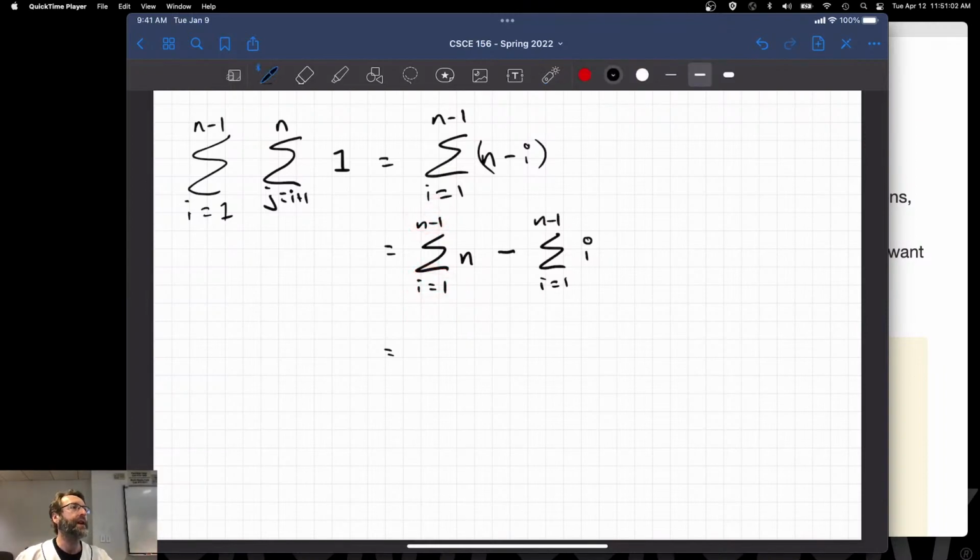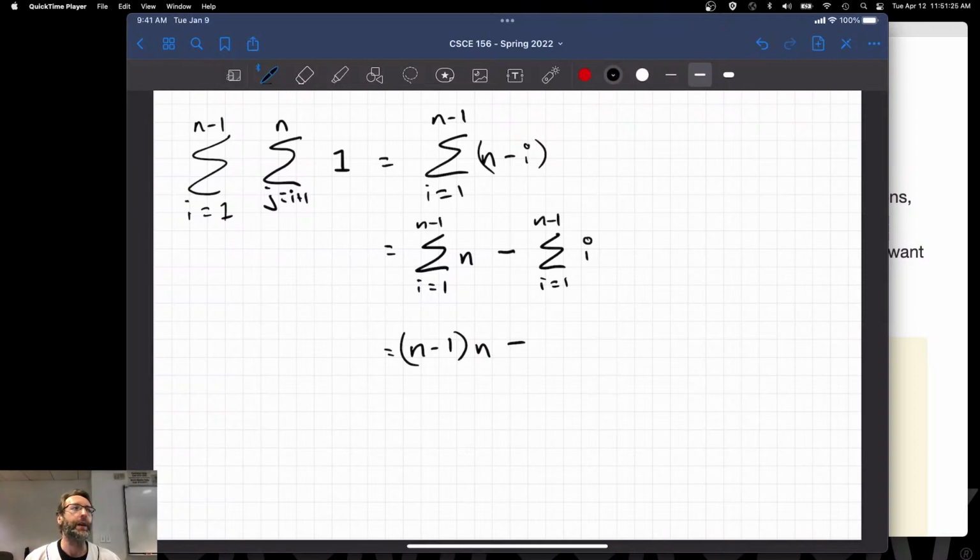So n plus n plus n plus n, 5 times would be 5n. N plus n plus n plus n, 10 times would be 10n. How many times am I actually doing it? N minus 1. So this is n minus 1 times n. Okay? What about the second one here?